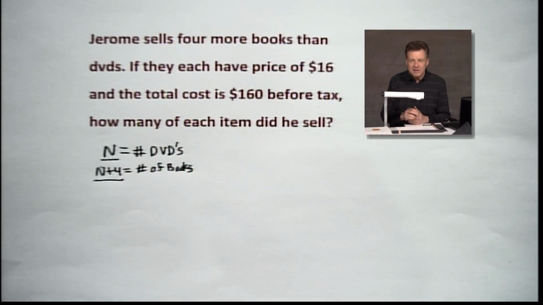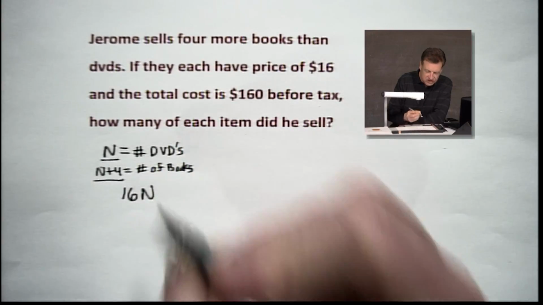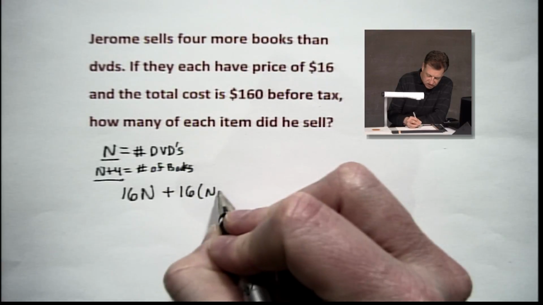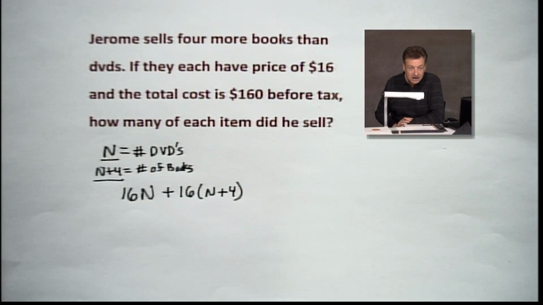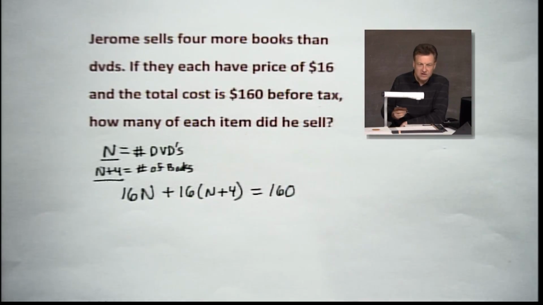But each of those is worth how much? $16. So here's the story. He sold some books and some DVDs. Someone bought them from him, probably a lot of different people. So he sold 4 more books, and he sold DVDs, and together he made $160 before he had to charge sales tax. So let's put it together, see what happens. That means we're going to pay $16 for each DVD, and we're going to tack on $16 for each book. There were more of them. And he spent $160 total.